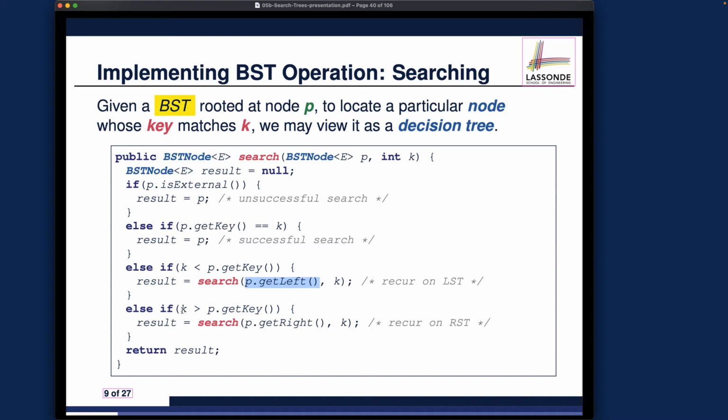Otherwise, if the key we are searching for is strictly larger than the key of the root, in that case, we should recursively search on the right subtree. This part is very similar to the binary search that we did earlier when we talked about recursion on the sorted array. You're actually right about that.